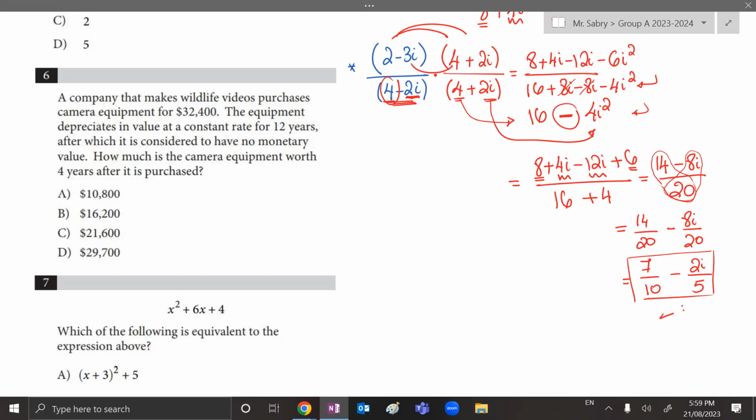Both terms اللي فوق will be divided by الرقم اللي تحت. 14 over 20 and negative 8i over 20. Simplify whenever possible. أي حاجة ينفع أعمل لها simplification دايما في الماث أعمل لها simplification. So that's how you get your final answer. Are there any questions?